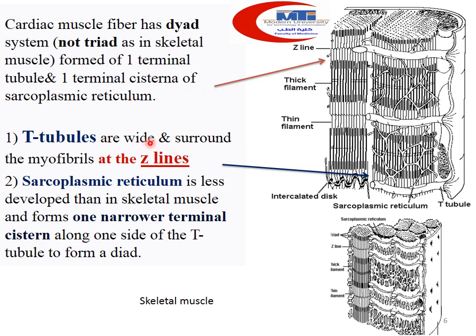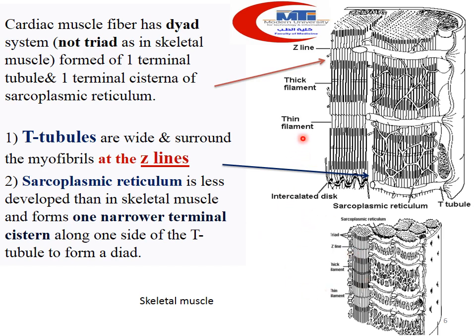The T-tubules are wide and surround the myofibrils at the Z-line. This differs from skeletal muscles. T-tubules in the skeletal muscle are at the A-I band junction, but in cardiac muscle, T-tubules are at the Z-line. Second, sarcoplasmic reticulum is less developed than in skeletal muscle and forms one narrow terminal cisterna along one side of the T-tubules to form the diad.